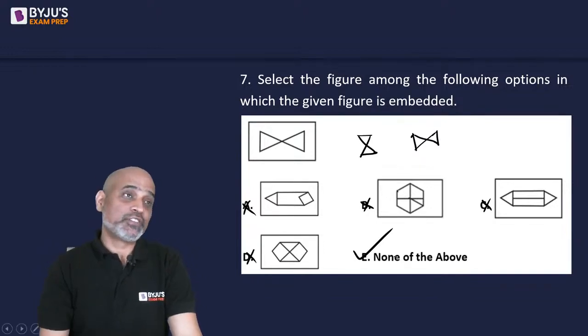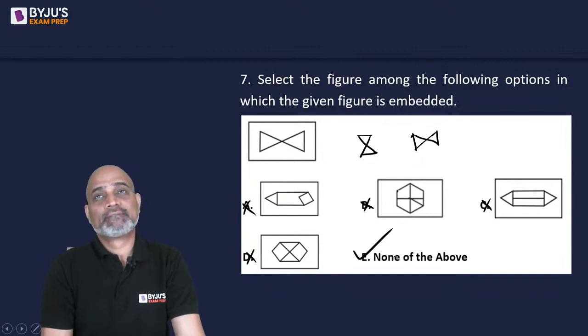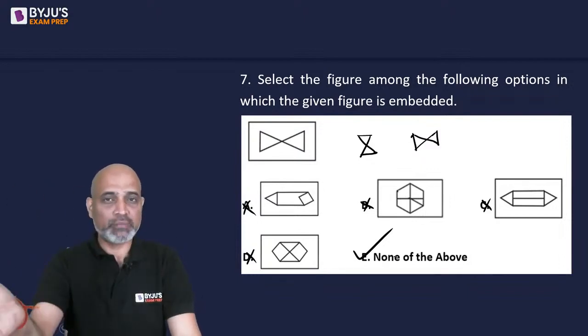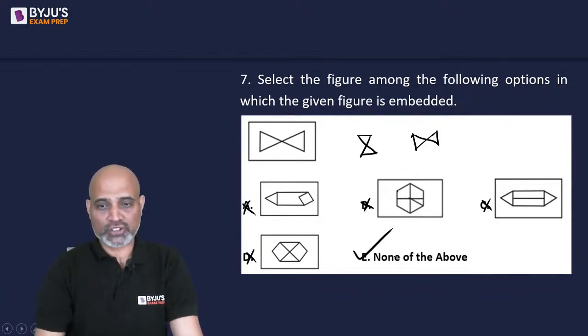Now this is again confusing, because in some questions of embedded figures, the figure can be rotated but it should be seen. Sometimes it should be the exact image. The rotation is not allowed. So none of the above should not have been given, right?